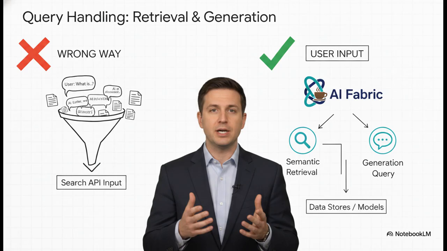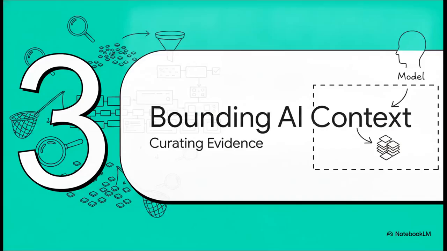The wording you optimize for similarity search has to remain completely distinct from the raw user queries. AI Fabric actually preserves a generation query for the user's request, but it prepares a totally separate, highly optimized retrieval query based on that processed intent. Section 3. Bounding the AI context.